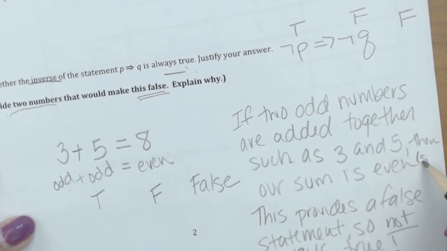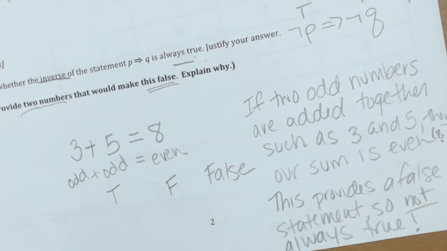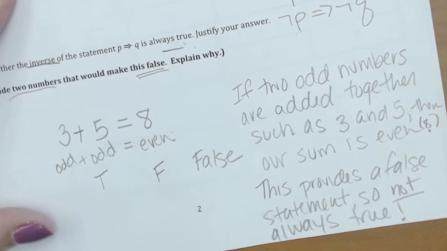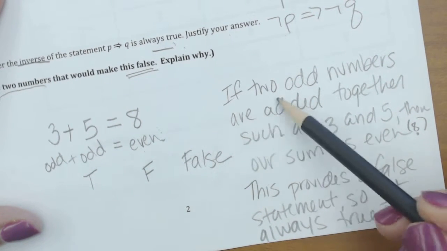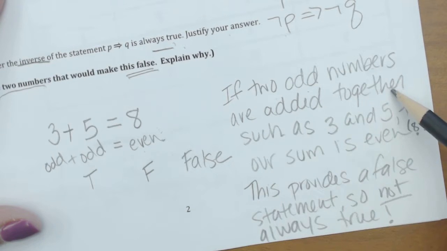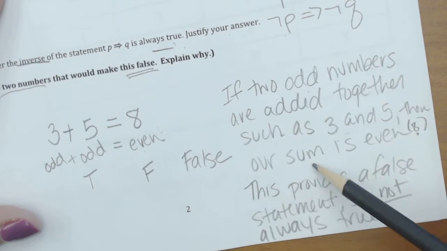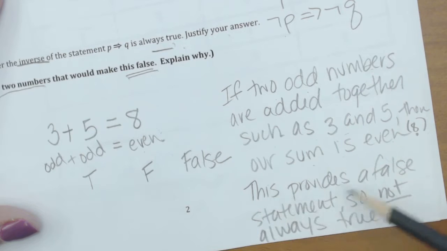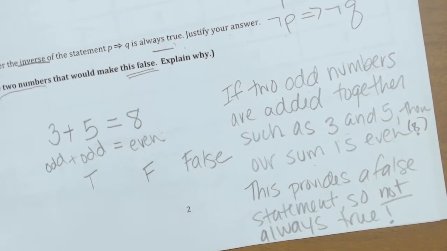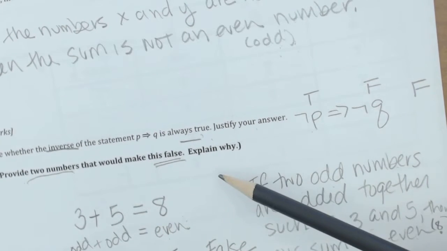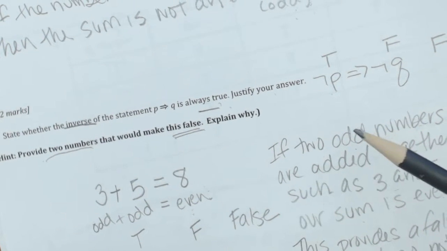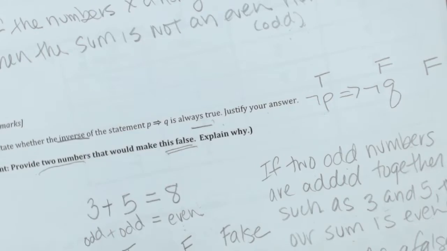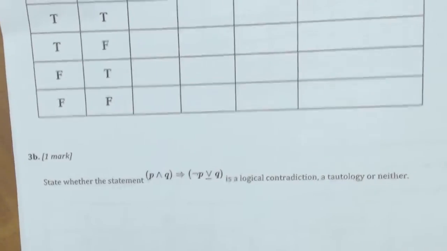And we can even put a little 8 here if you want. I always love to justify my reasoning. So if two odd numbers are added together, such as 3 and 5, then our sum is even, 8. This provides a false statement, so it's not always true. So there you go. So sometimes a counterexample such as this helps us to say that it's not going to always be true. All right, next page, number 3.